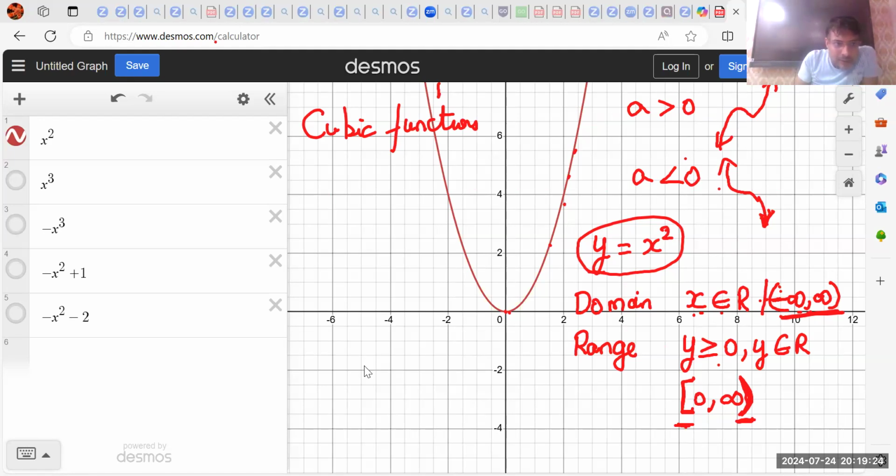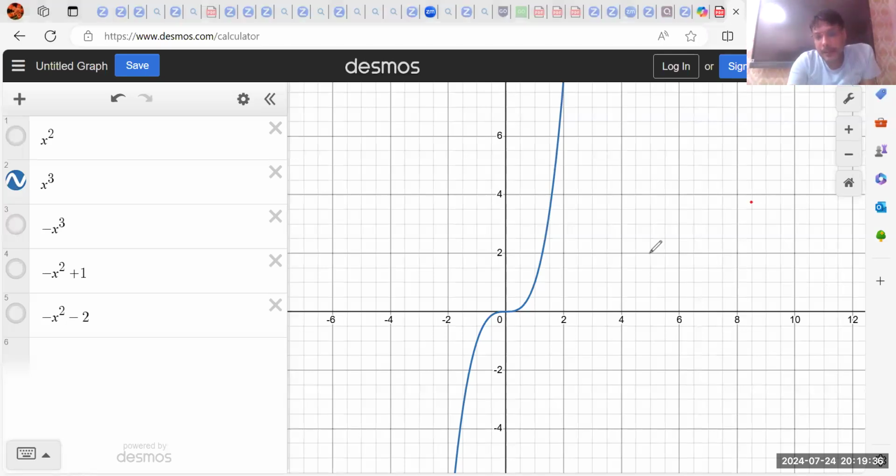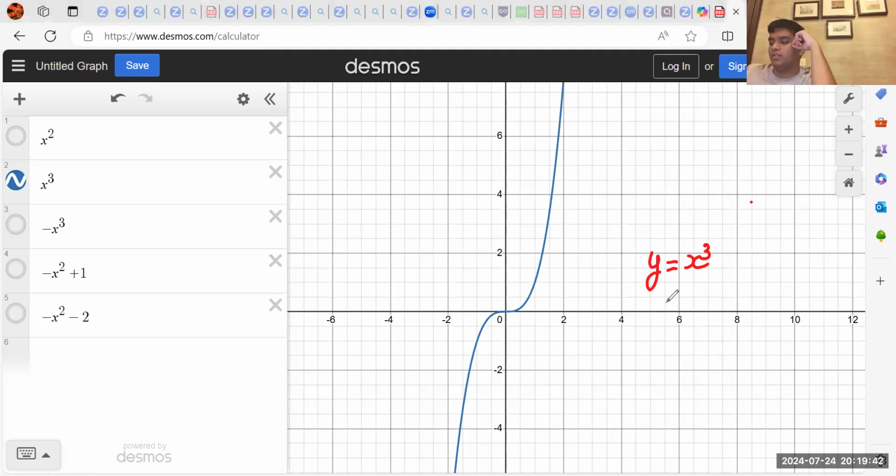चलो नेक्स्ट फंक्शन की देखते हैं. लेट्स सी. टुडे वी आर डिस्कसिंग गाइस, आई एम नॉट टीचिंग. ओके. So next, what will be the domain of this function x cube? This is y equal to x cube. What will be my domain of this function? Sir, any value. Yes, correct. X belongs to R, minus infinity to infinity.